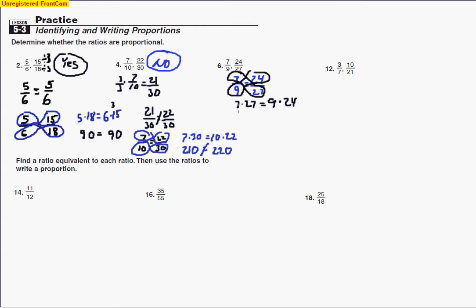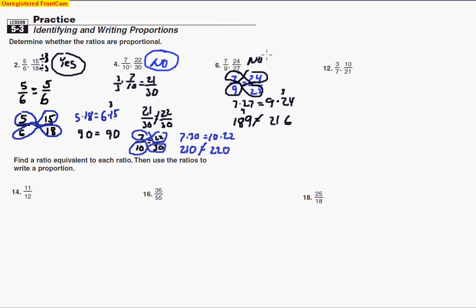So when we do the work, 7 times 7 makes 49. So I've got to carry a 4. Remember about that. 7 times 2 makes 14, plus 4 makes 18. So 189 is what it equals. When we take a look at this one, we have 9 times 4 makes 36. So I've got to carry a 3. And 9 times 2 makes 18, plus 3 makes 21. So those two numbers are not equal, so that would be a no.